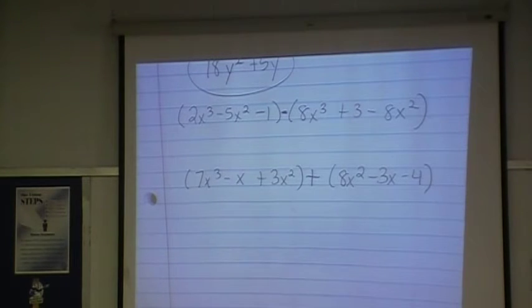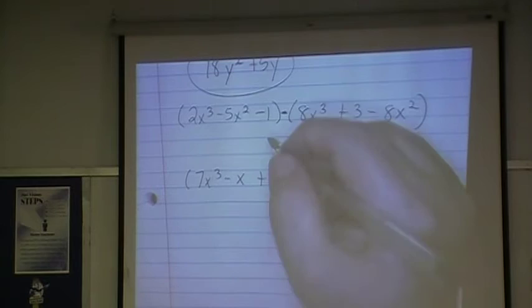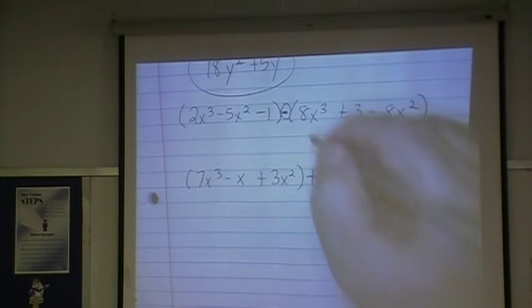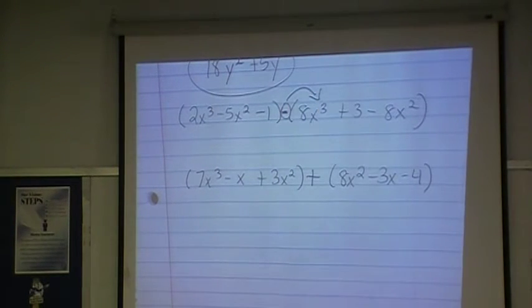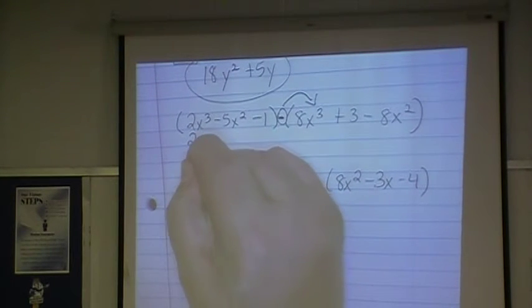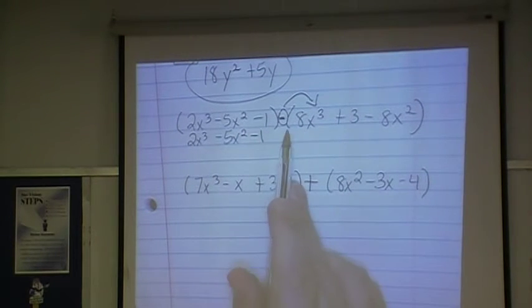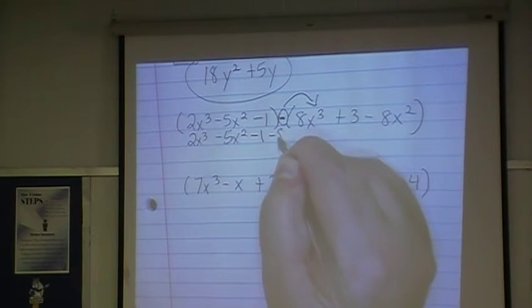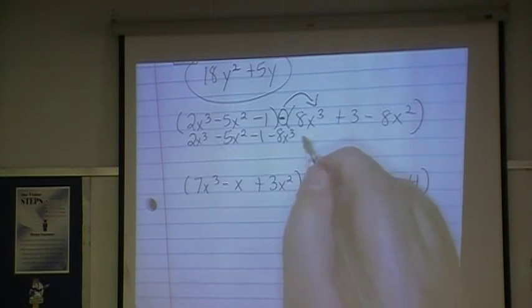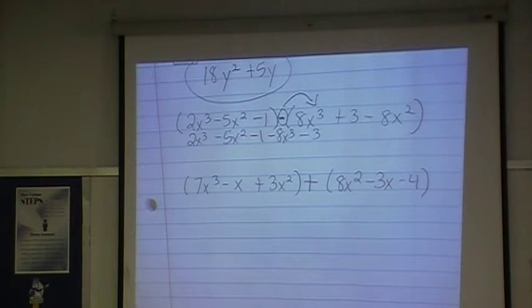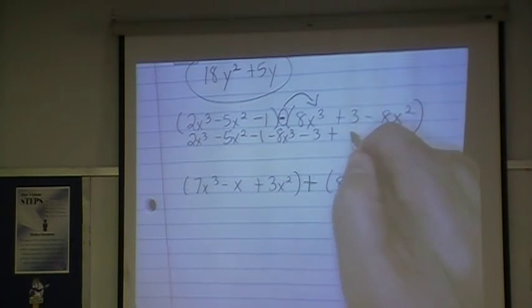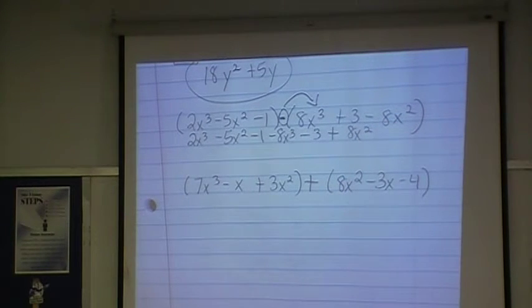So number one, I'm subtracting. I know I'm subtracting because I have a subtraction sign here. So I know I'm going to have to change the signs of everything behind my subtraction symbol. I'm going to rewrite what I have in front. In the back, I'm going to have a negative 8x cubed. I'm going to have a negative 3. And I'm going to have a plus 8x squared. So I have a line of terms.